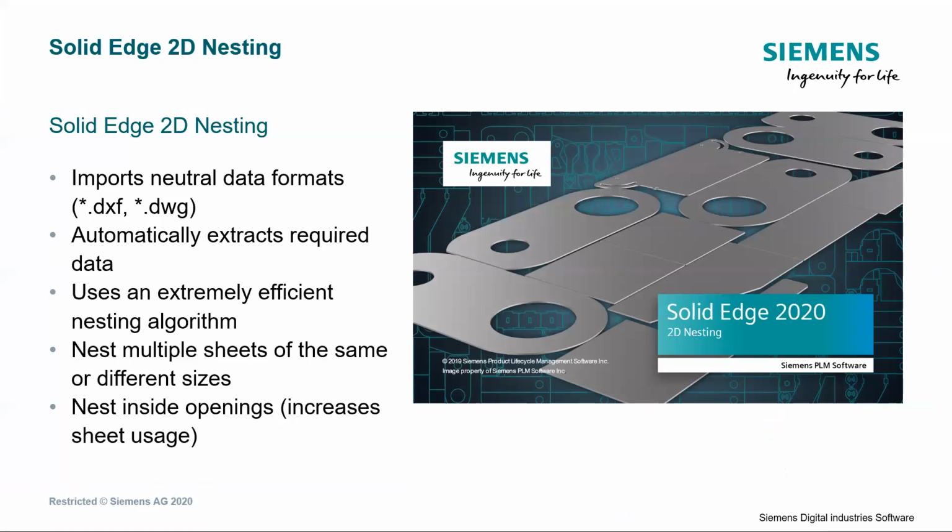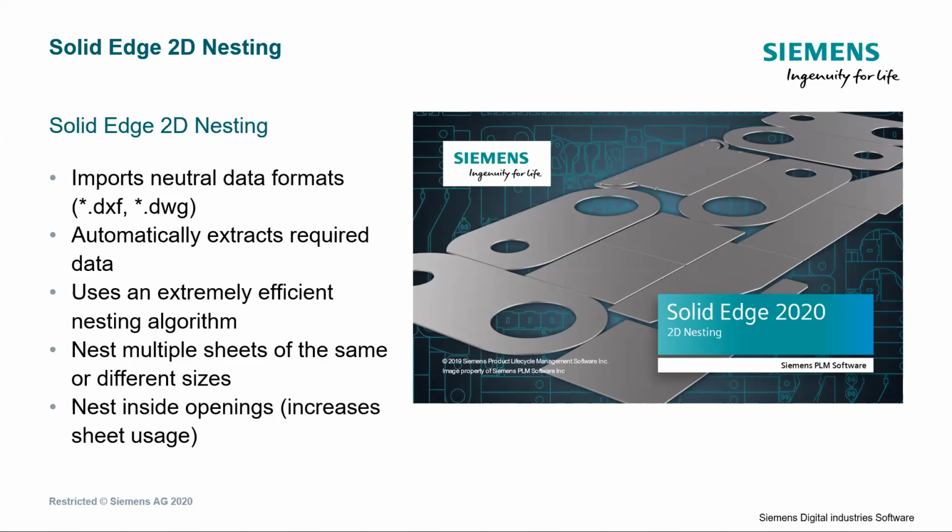Solid Edge Nesting uses an extremely efficient algorithm, which can nest multiple sheets of the same or different sizes. This is again a very important part. We can nest multiple sheets of the same or different sizes, and we can nest inside openings as well. This helps in increasing the sheet usage completely. So what effectively happens is we are using the complete sheet and we are reducing the scrap.